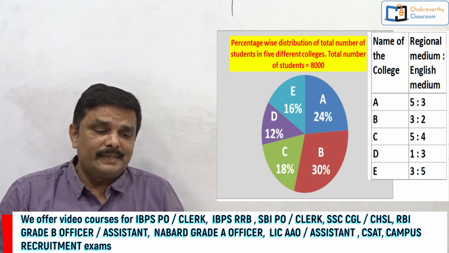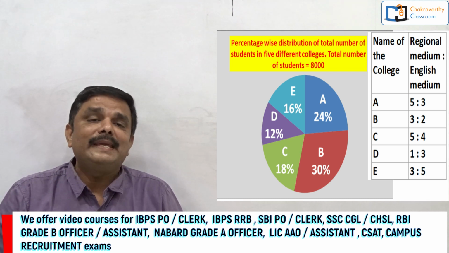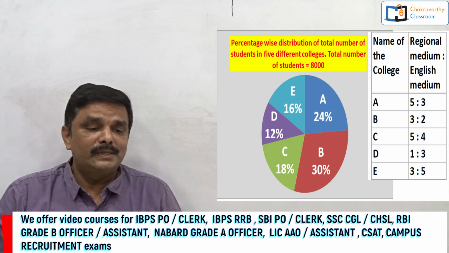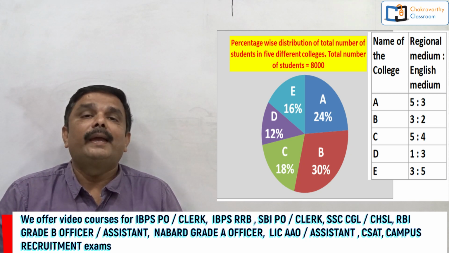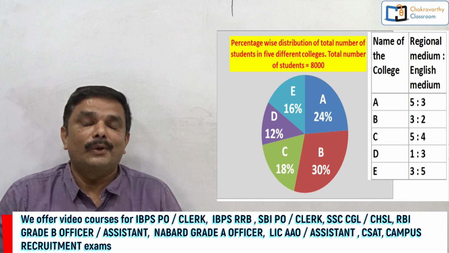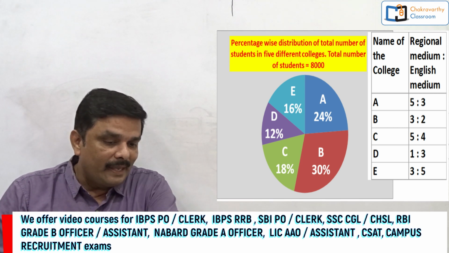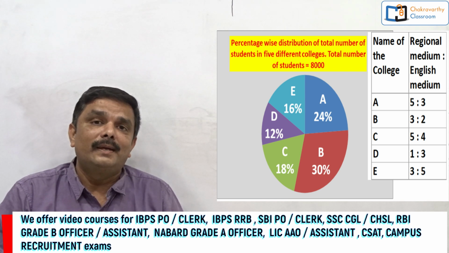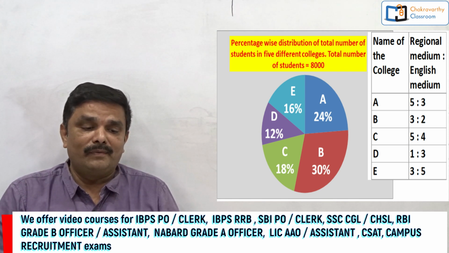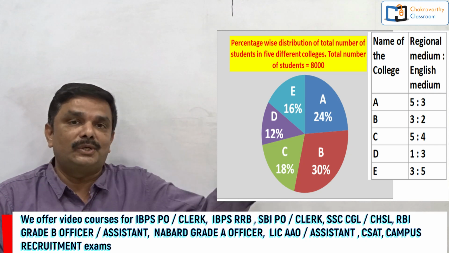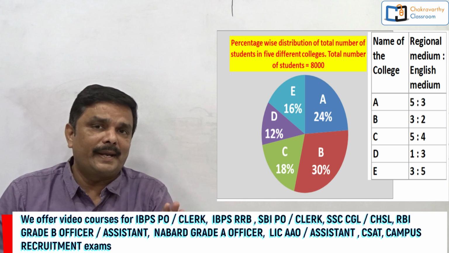Alright, what are the colleges? A, B, C, D and E. 5 colleges are there. And total number of students in 5 colleges is 8,000 they have given. Now 8,000 has been distributed among A, B, C, D and E. A 24% they have given, B 30%, C 18%, D 12%, E 16%. You just see that. That is one data.